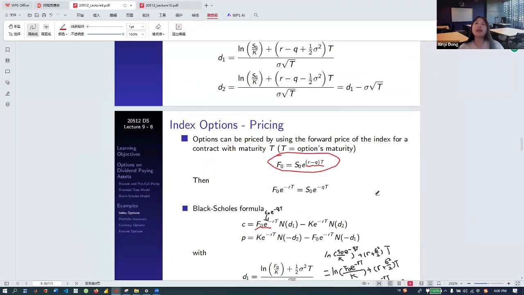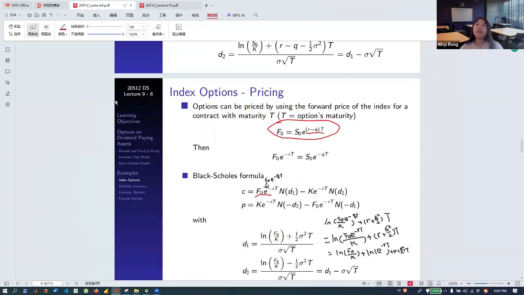Here what we did is move the e to the power of r times t to the left-hand side of the equation. Since here we are multiplying by e to the power of r times t, if we move it to the left, it automatically becomes that we are dividing by e to the power of r times t, hence we have a negative sign here.